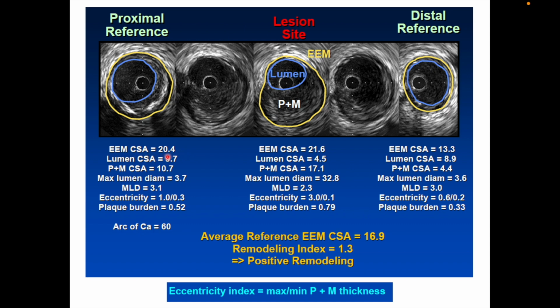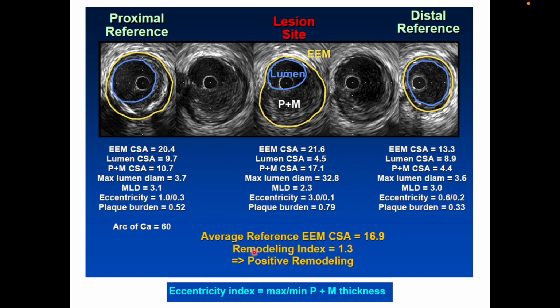So at the proximal segment it is 20.4, at the distal segment it is 13.3, these yellow lines. If you want to take out an average, that means 20.4 plus 13.3, and you divide it by 2. It comes out to be 16.9. We'll talk about the importance later on. Now, okay, we can talk about it now.